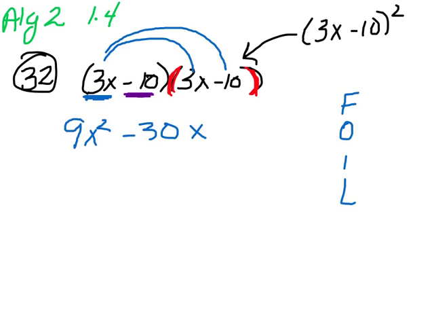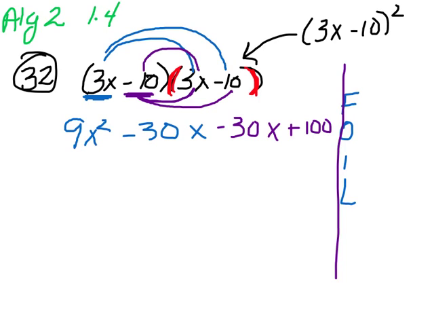Now, one thing I always kind of like to do, a lot of teachers go above it like this. Negative 10 times 3x is negative 30x. One thing I do sometimes to keep it from getting so cluttered is to go underneath. So negative 10 times 3x is negative 30x. And negative 10 times negative 10. A negative times a negative is a positive. And then 10 times 10 is 100.